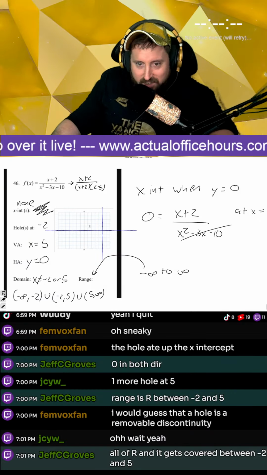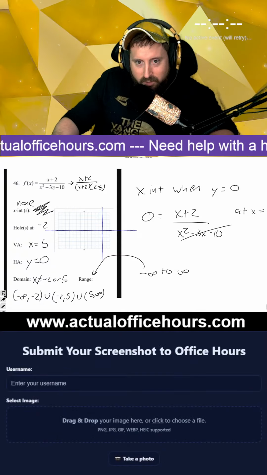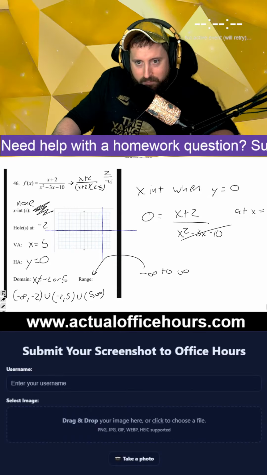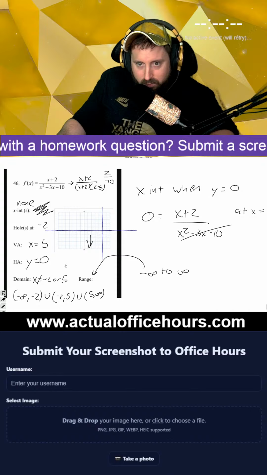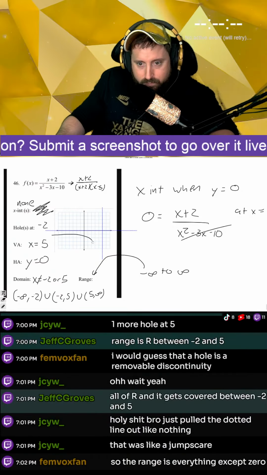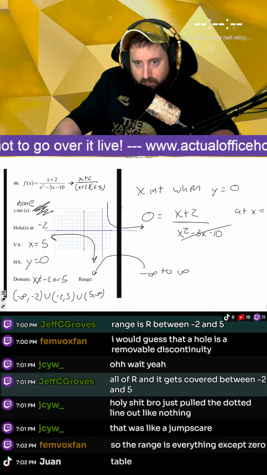I can kind of cheat. I can look at what happens when x is equal to 0. When x equals 0, you get 2 over negative 10. So that's below. So I think it's this. And then it's this. Yeah.